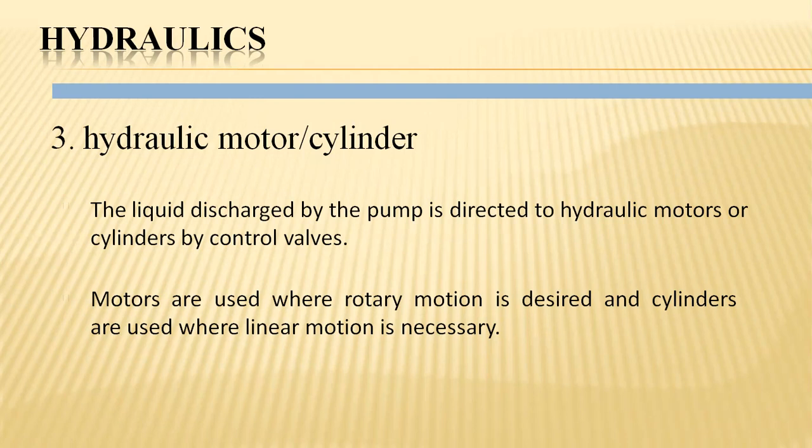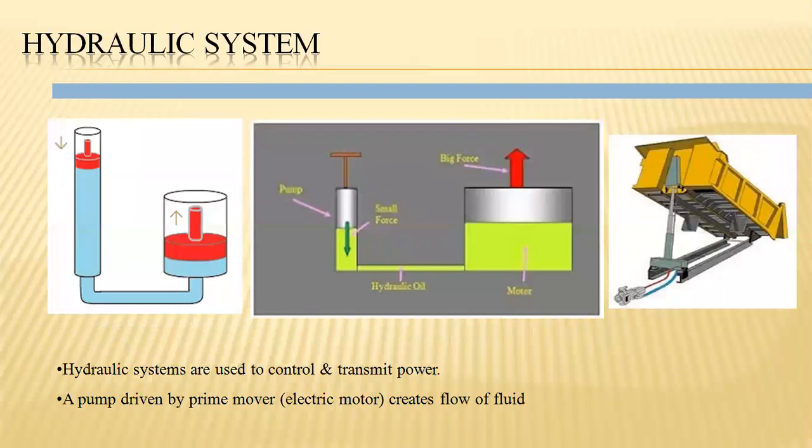Normally, these motors are used wherever rotatory motion is needed, and the cylinders are used to convert these actions from rotatory to the linear mode of actions. See here, the hydraulic systems, these are the best examples.